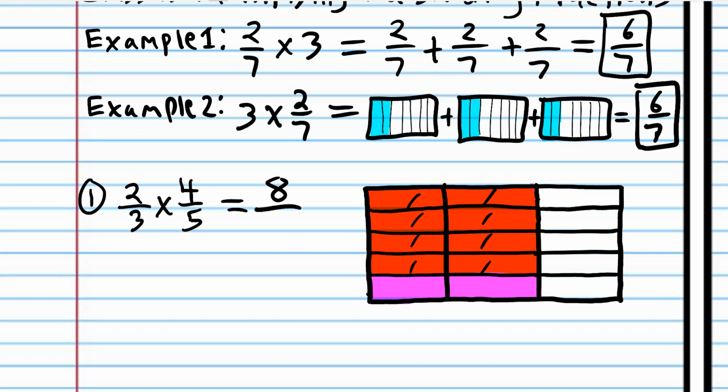And how many total rectangles do we have? Well, we have the ones we already counted plus 9, 10, 11, 12, 13, 14, 15. Let me get rid of those. 15 in the bottom, 8 in the top. So 2/3 times 4/5 is 8/15.